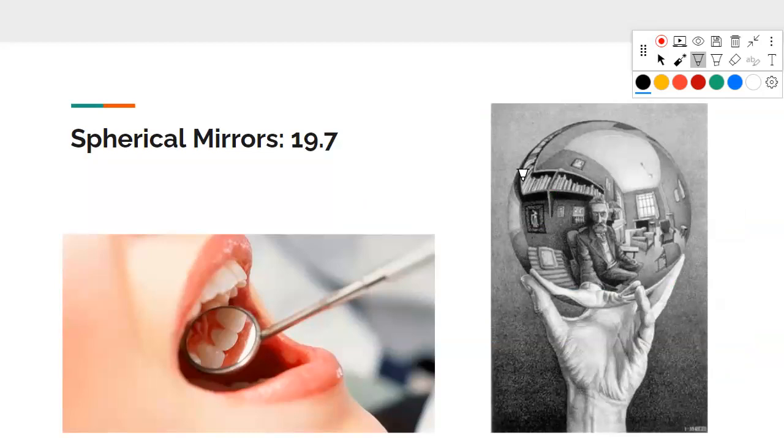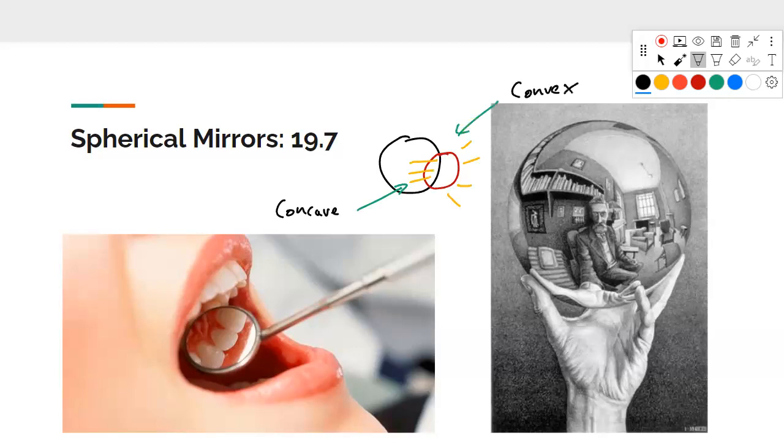So on the left, we have an example of a concave mirror. What we can imagine is that if we have a sphere and we cut out a chunk of it, if the light is shining on this side, that's a concave mirror. And if the light is shining on this other side, that's a convex mirror, similar to the one on the right here. This picture on the right is an M.C. Escher painting, one of my favorites from him, that he spent some painstaking amount of time very accurately capturing the way that an image is distorted in a convex spherical mirror.